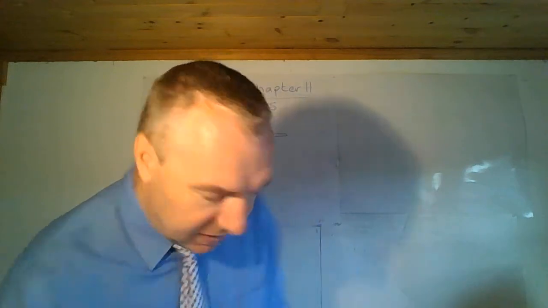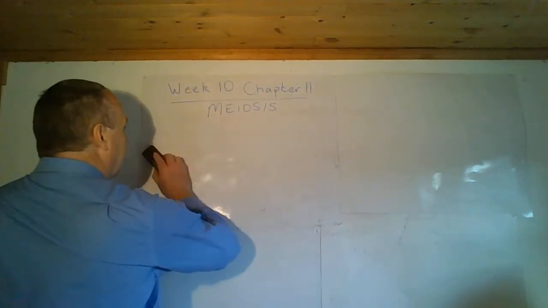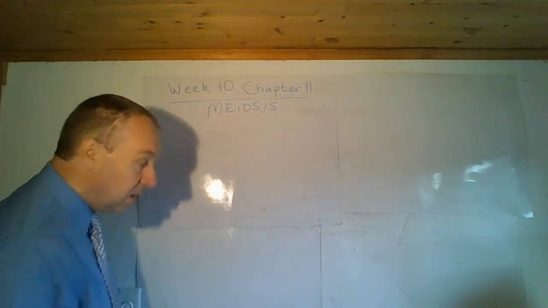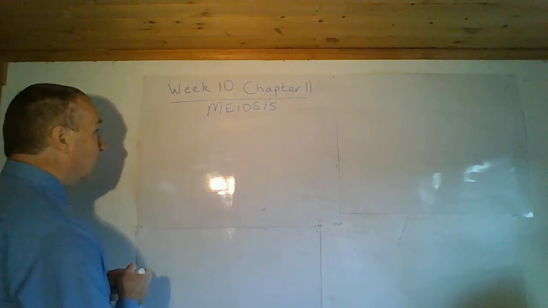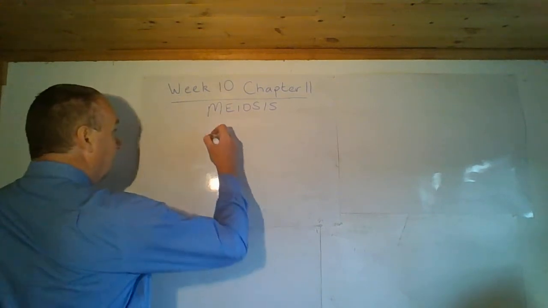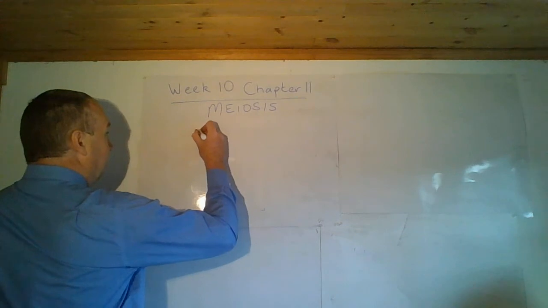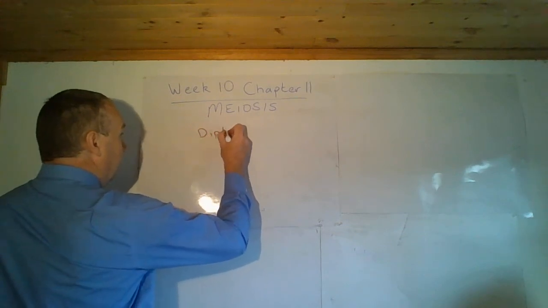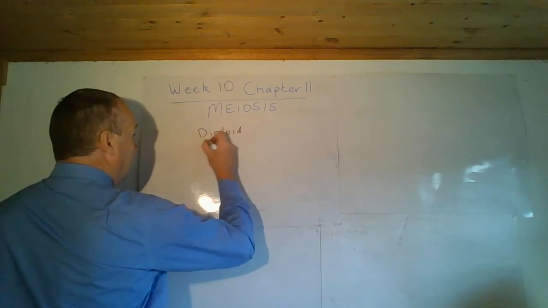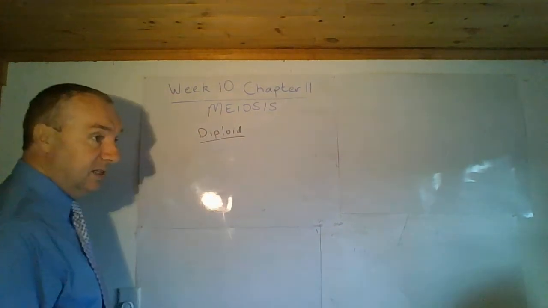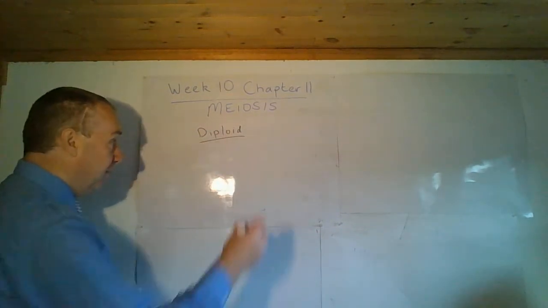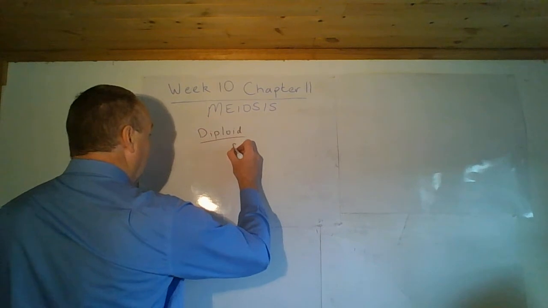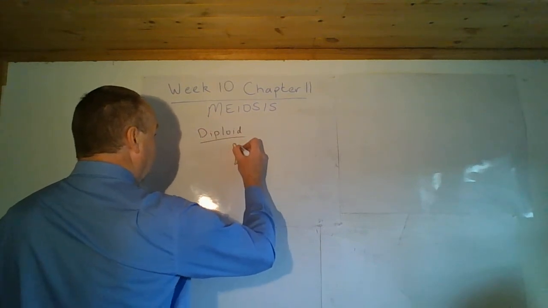So let's define the terms diploid and haploid. So let's say we have a diploid set of chromosomes, and let's say this animal has 4 sets of chromosomes.